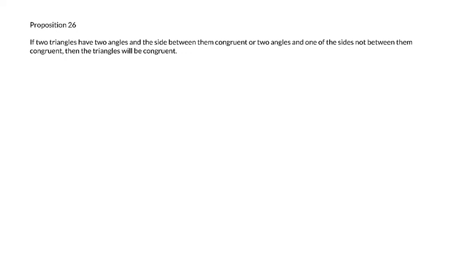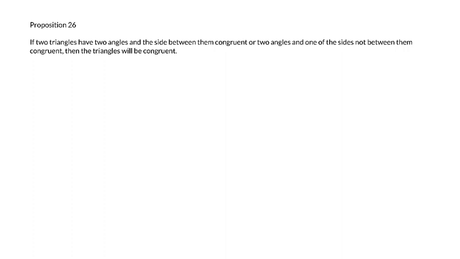Welcome everybody to Euclid's proposition number 26. In this proposition, if we have two triangles and two angles and the side between those two angles are congruent, or we have two angles congruent and one of the sides not between them congruent, then the triangles themselves will be congruent. So this is our angle-side-angle and angle-angle-side congruence properties.